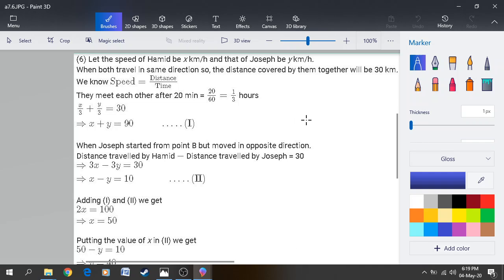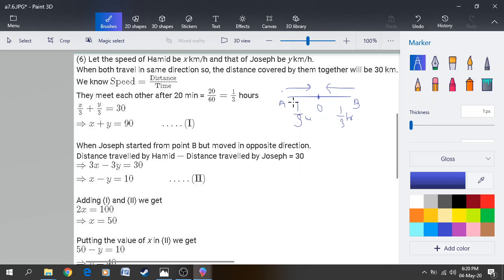So firstly you have to understand what is the first condition. First condition is this one: this one is A, this one is B. Hamid is going from A to B and they meet at some point O. Okay, so Hamid travels same time. He travels 1 by 3 hour, which is 20 minutes. Similarly, he also traveled 1 by 3 hour.